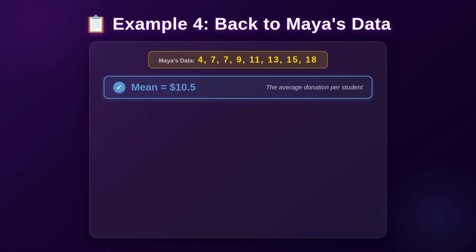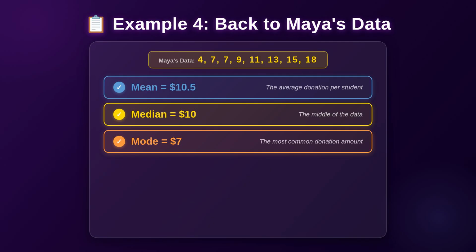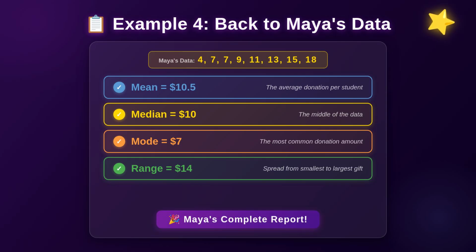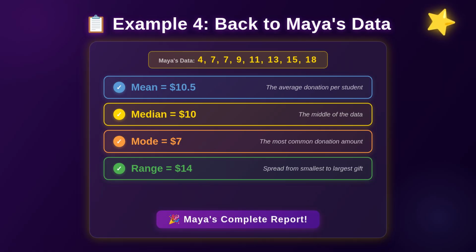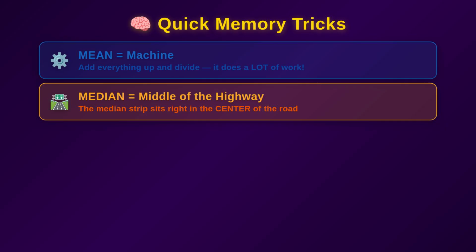Maya's committee wants a final report. Let's pull it all together using her original donation data one more time. 4, 7, 7, 9, 11, 13, 15, 18. She writes her summary. Mean equals $10.5, the average donation per student. Median equals $10, the middle of the data. Mode equals $7, the most common donation amount. Range equals $14, showing the spread from the smallest to largest gift. Maya presents this to her committee, and they're seriously impressed. She just turned a messy list of numbers into a clear, meaningful story.